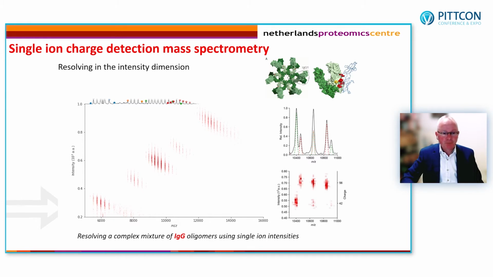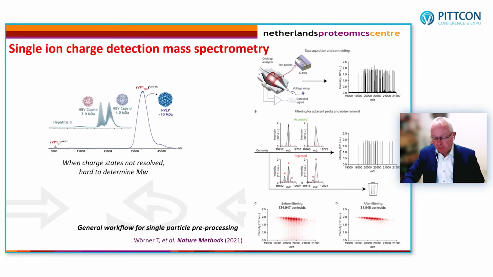Now, another nice thing about this charge detection mass spectrometry: sometimes you have such heterogeneous samples that you cannot resolve the charge state. Here's an old spectrum from our lab on the norovirus, the NVLP, of about 10 million Dalton, and we could not resolve it. Here, charge detection mass spectrometry also comes to its advantage.